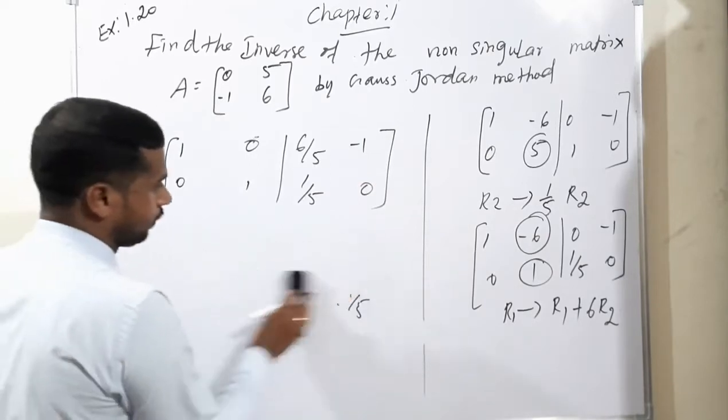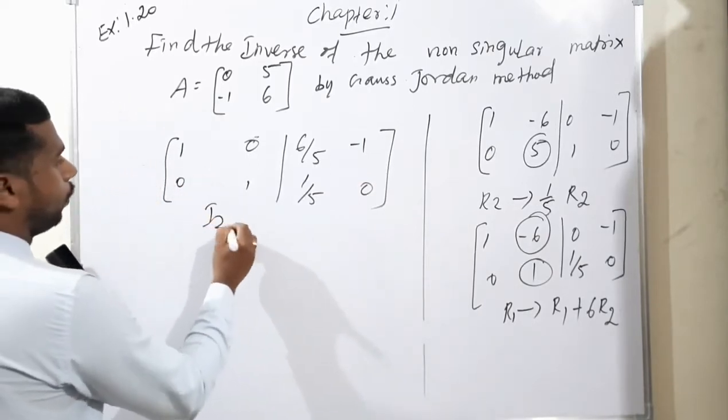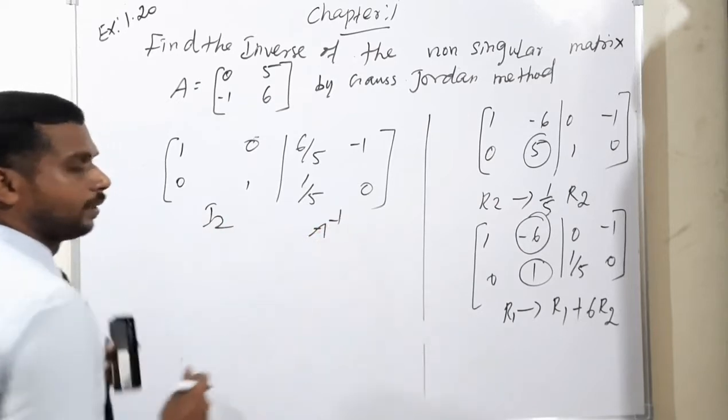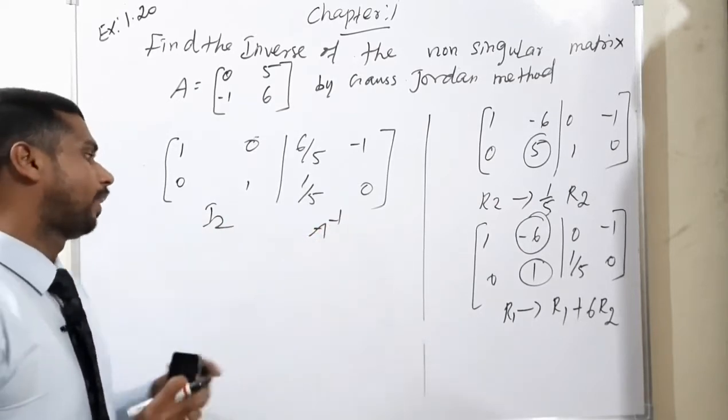So look at there. This is now I2 form. This is I2 form, which means we can call this the inverse of the term. This is our final term.